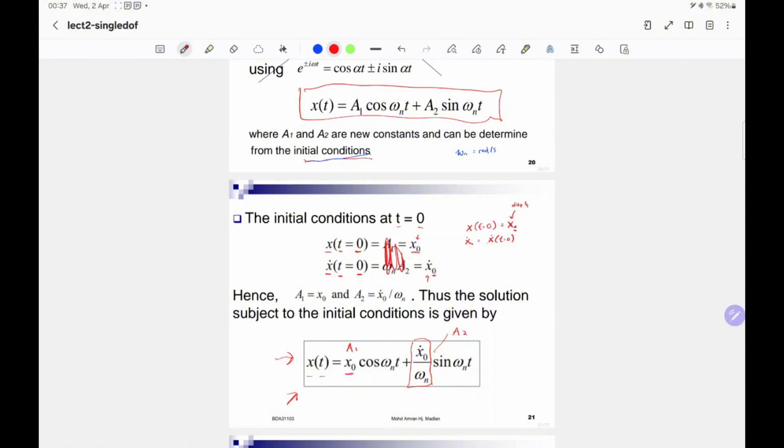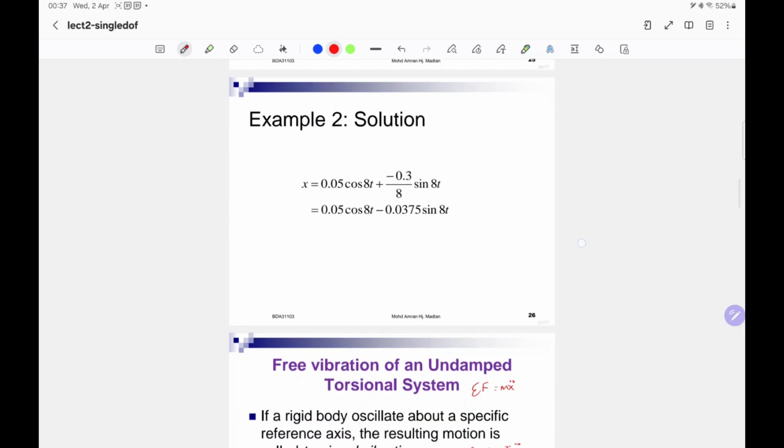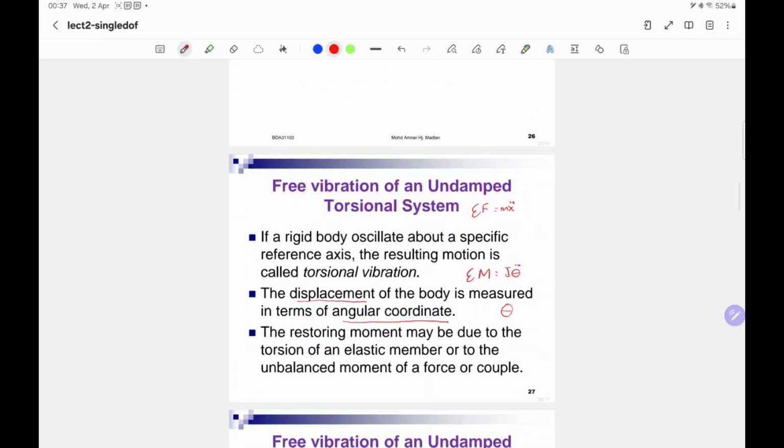We will continue our next session with free vibration of undamped torsional system.